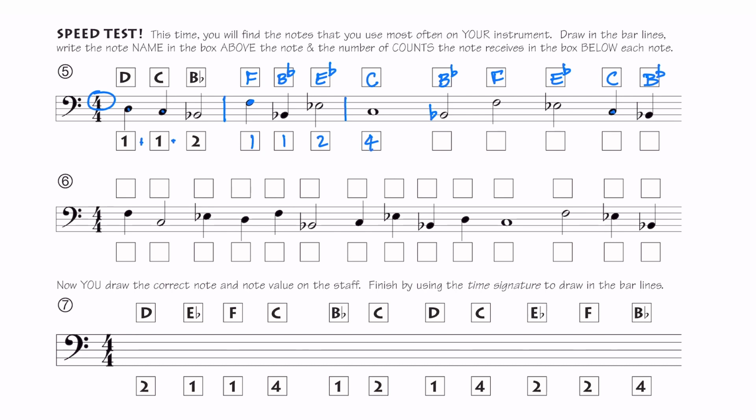Here, this one gets 4 counts, right? A whole note will always be in a bar by itself in 4/4 time. This is 2 counts. This is 2 counts. 2 plus 2 equals 4. So bar line. This is 2 counts. This is 1, 1. 2 plus 1 plus 1 is 4. So there's my double bar line at the end.